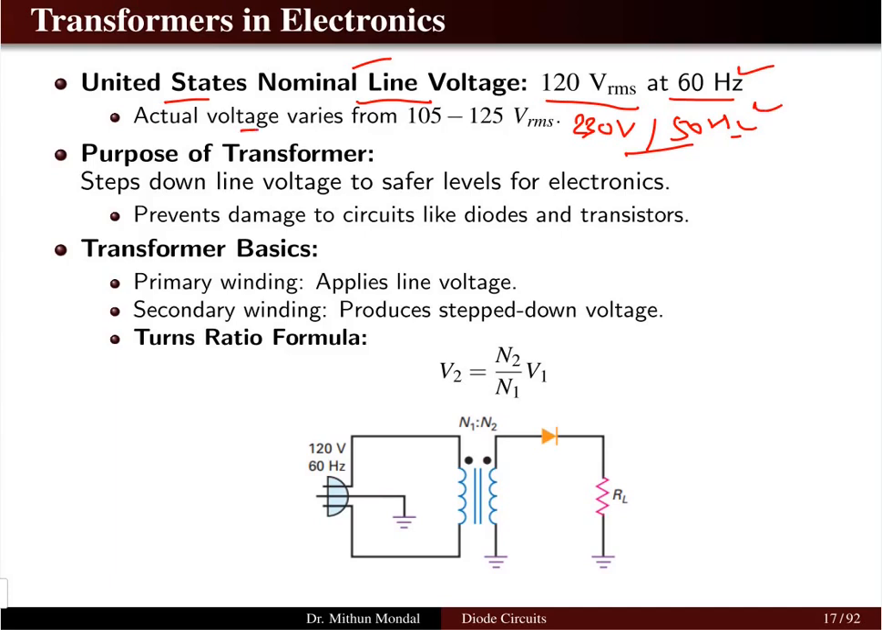The actual voltage may vary from 105 to 125. So when we say 120, we do not mean it is exactly 120, but a variation from 105 to 125. We generally require a transformer to step down the line voltage to a safer level for electronics. Electronics generally require very little voltage, but the supply voltage is quite high, which can damage the circuit, when we talk about the diodes or the transistors in electronics. Hence, we require transformers.